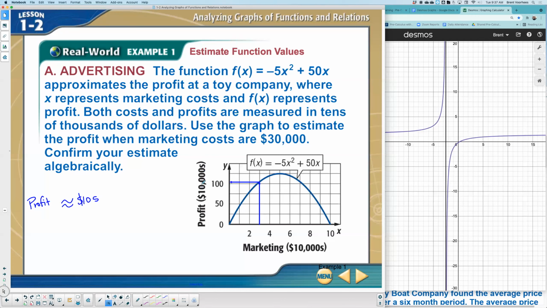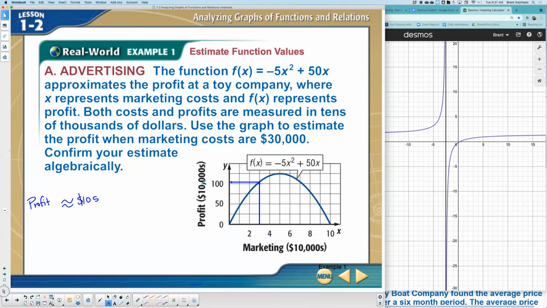We need to find f of 3, not 30. That is not the number I was expecting. Let's try f of 3. So I'll come back here and delete the... Oh, 105. Our guess was perfectly on the money. That is 105. And again, that's in 10,000, so it'd be 105 times 10,000, which is $1.05 million. So we got it correct.